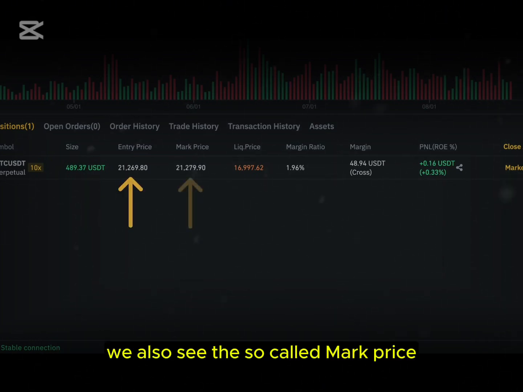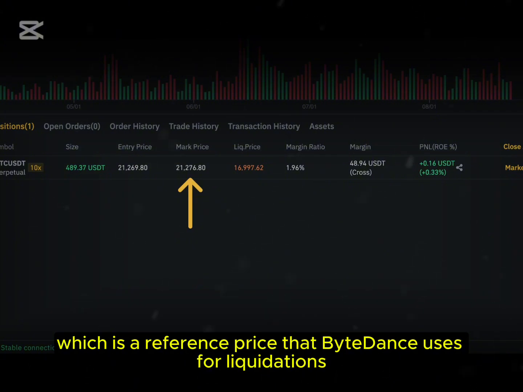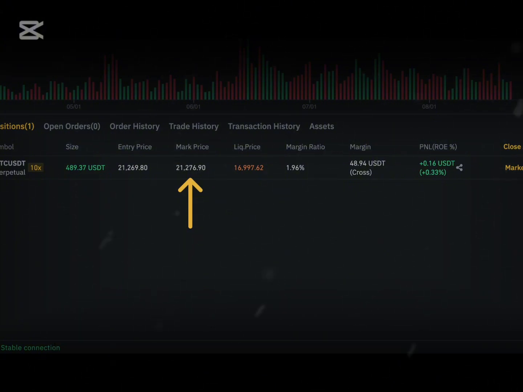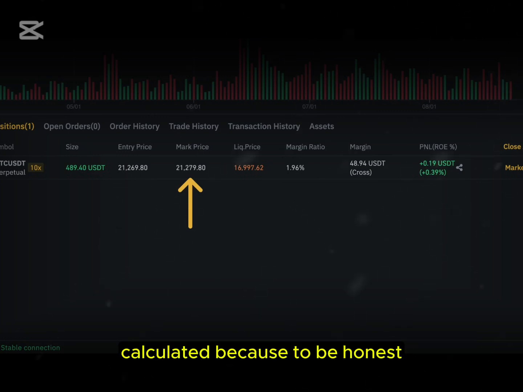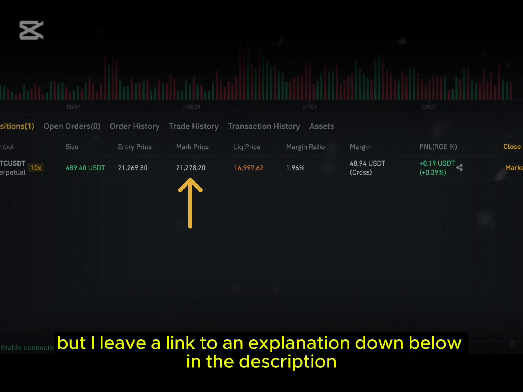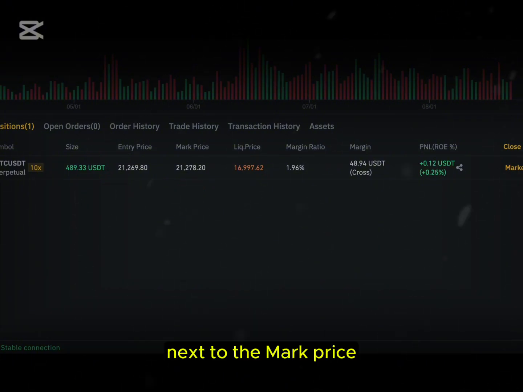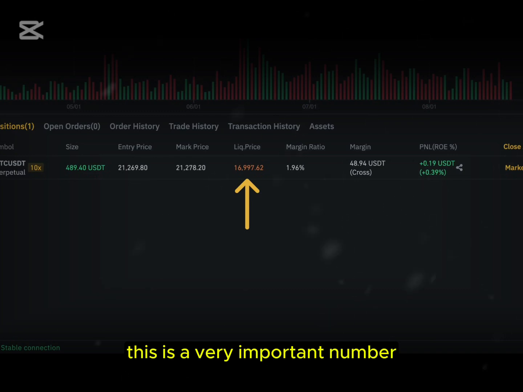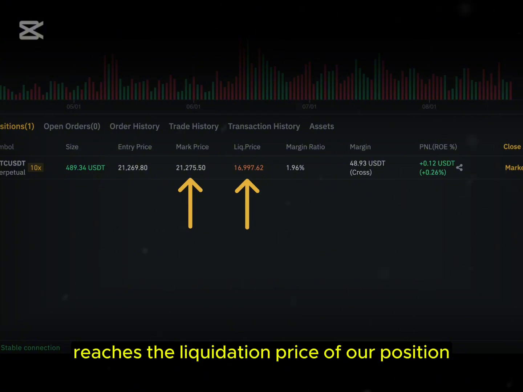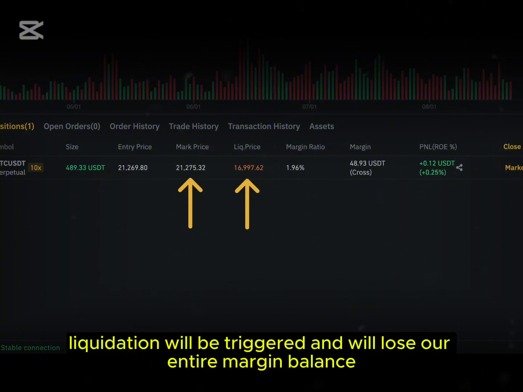We also see the so-called mark price, which is a reference price that ByteDance uses for liquidations. We're not going to go further into how exactly the mark price is calculated because, to be honest, I don't understand it either, but I'll leave a link to an explanation down below in the description. Next to the mark price, we can see the liquidation price for our position. This is a very important number you always want to keep an eye on, because when the mark price reaches the liquidation price of our position, liquidation will be triggered and we'll lose our entire margin balance.